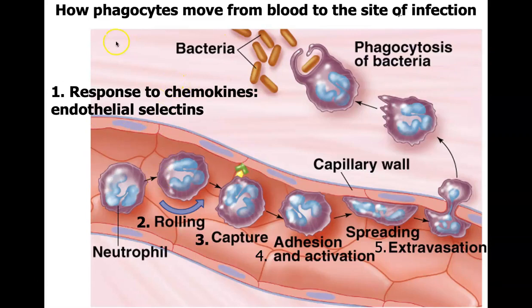So how do they do this? How do phagocytes move from the blood to the site of infection? They are, again, responding to chemokines. And here they are along the capillary wall and moving and transferring from the blood vessels into the infected area.